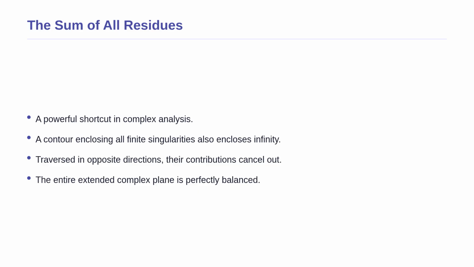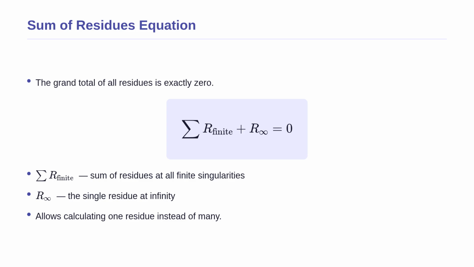If a function has a positive mathematical footprint in the finite plane, it must have an exactly equal and opposite footprint at infinity to balance the universe. This brings us to the mathematical equation for the theorem. The summation symbol represents adding together the residues from all the normal, finite singularities scattered across the plane. The second term is our residue at infinity. The zero on the right side represents perfect balance.